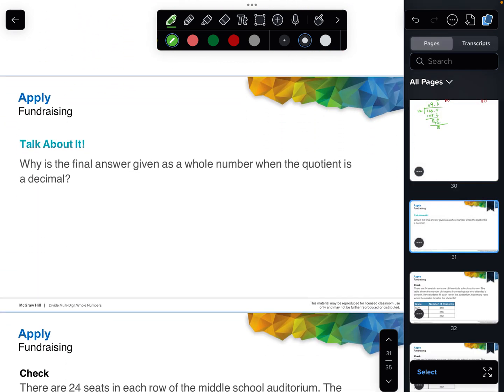Alright, here I've kind of already addressed this. Why is the final answer given as a whole number when the quotient is a decimal? Well, this is because you cannot sell a half bag or a quarter bag of the cookies. It has to be a whole bag quantity.